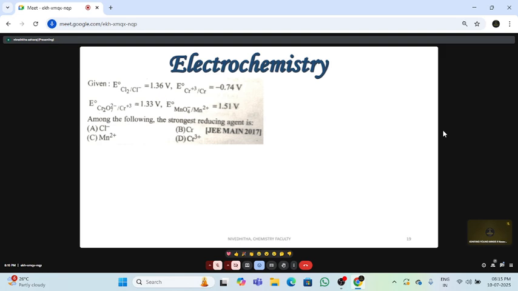It is from 2017. Here also we are provided with a few values and they're asking us to find the strongest reducing agent. It is just the opposite of the previous one. Could you please solve this? I'll give you 4-5 minutes. Please solve it. Please come up with the justification also. I want not only the option, but also the justification.